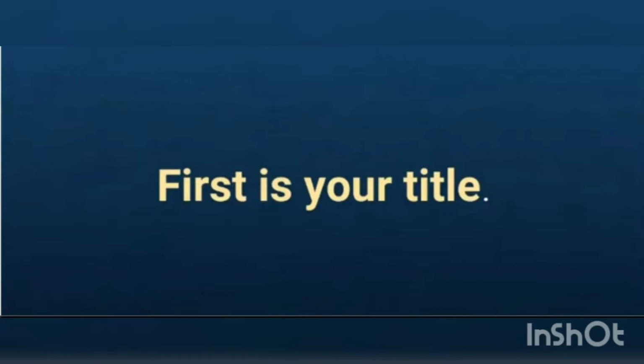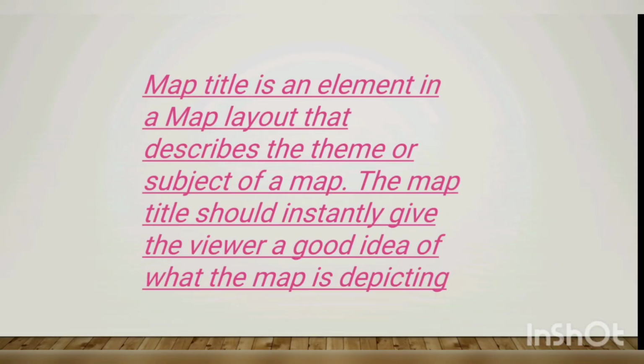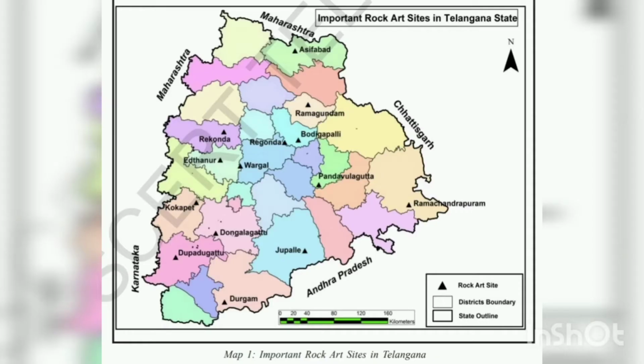Now let us see what a title is. Now let us look into the definition. A map title is an element in a map layout that describes the theme or subject of a map. That means when you look at the map itself, reading it down, what did you read first? You read that it is a sketch map to Mallika's house. In the same way, whatever map is there, it will be written there. The map title should instantly, that means immediately, at one look, give you, the viewer, a good idea of what the map is depicting.